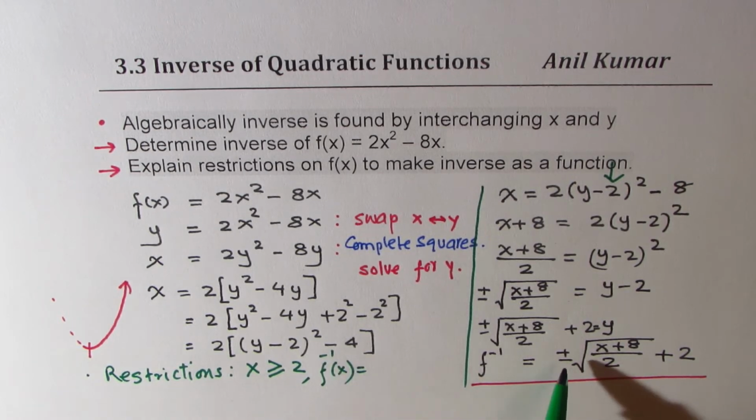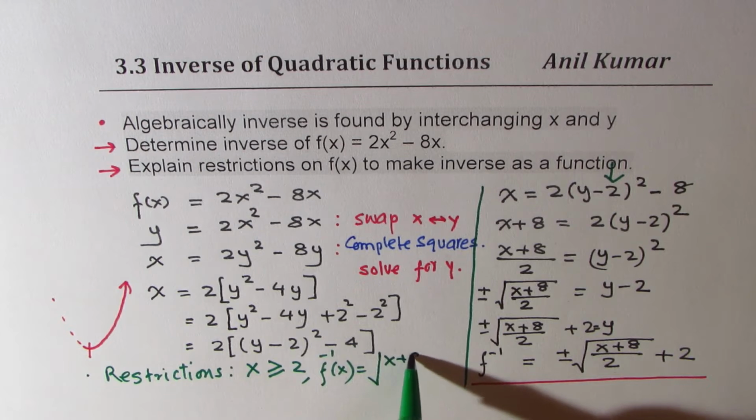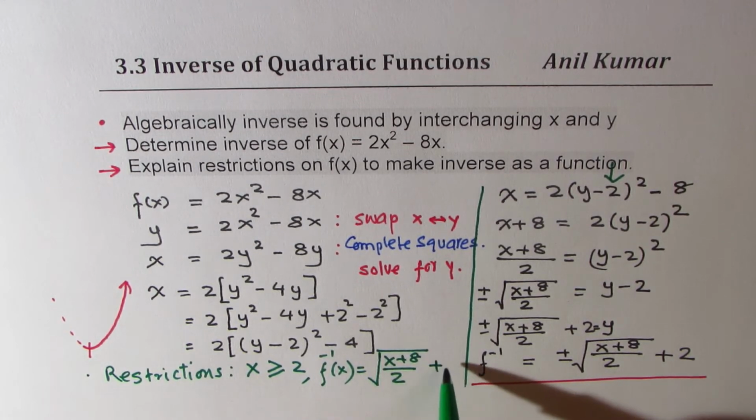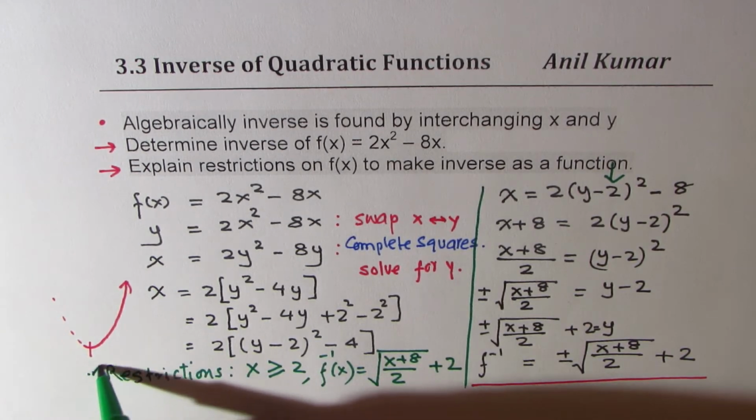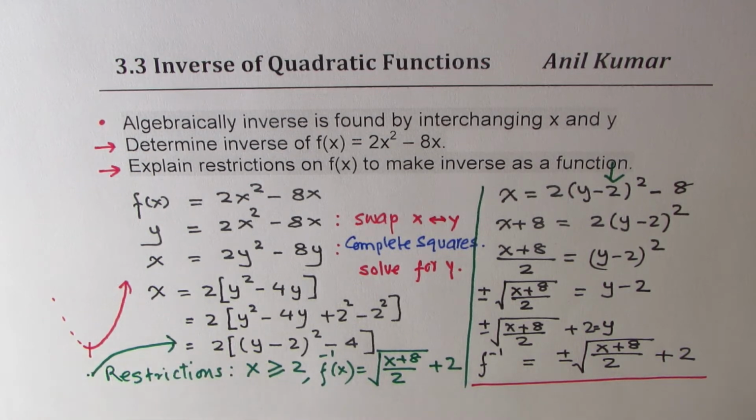This will be equal to, if you take the right side, you have to take the one part with positive. So that is square root of (x + 8)/2 plus 2. You get an idea. So which, when you sketch, will be kind of like this. The upper half of the parabola opening right.